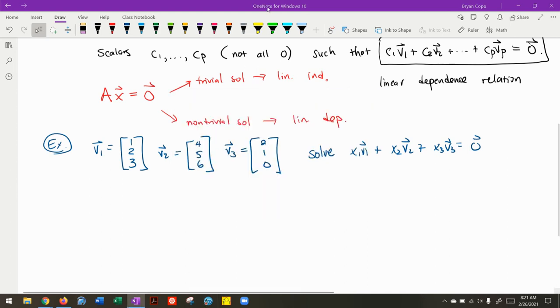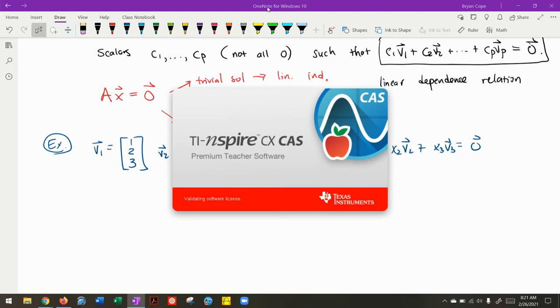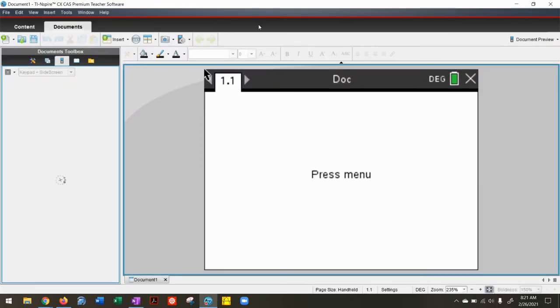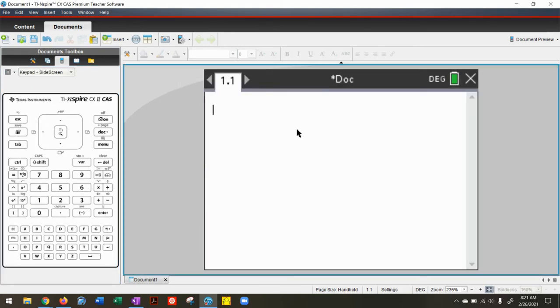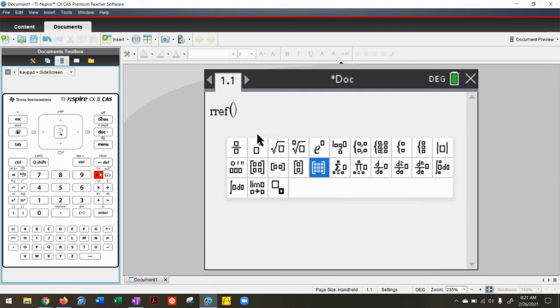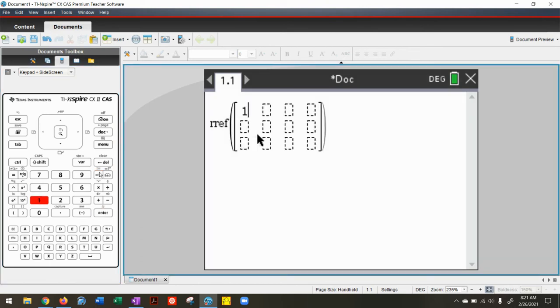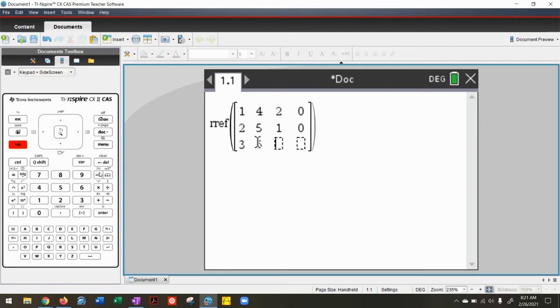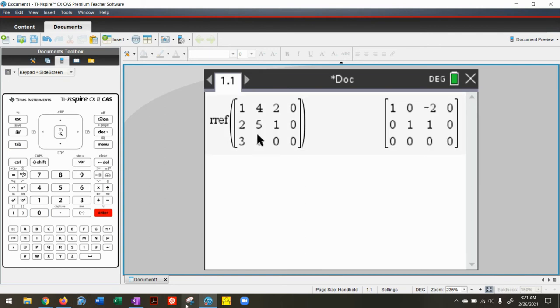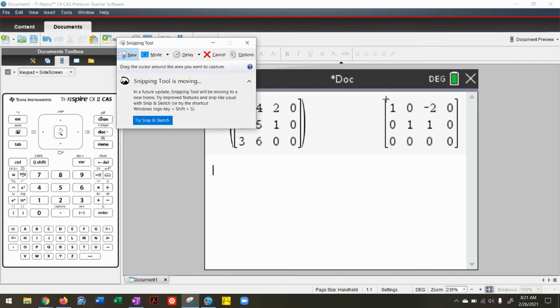Okay, well, just like everything seemingly so far in this course, we solve this equation by rerefing a matrix that has the three vectors as columns and the 0 vector as the final column. So we're going to do that, and we'll see what comes out of this, and that will answer our question. So let's reref the matrix that we have here. Okay, so we have a 3 by 4: 1, 4, 2, 0, 2, 5, 1, 0, 3, 6, 0, 0, and we get this. I'm going to copy and paste that over to our notes so we can study it.